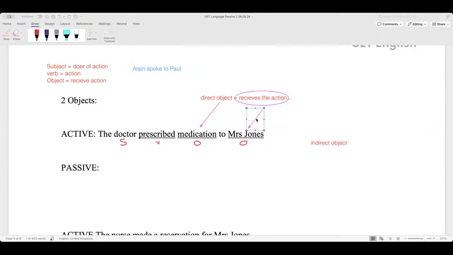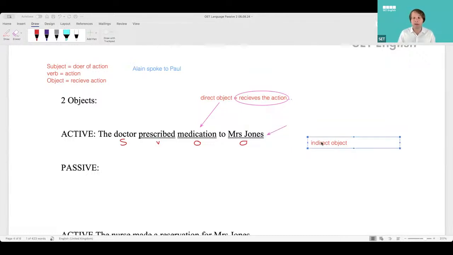Oh, say that again. Go on, I didn't understand. Go on, ask. That's why we're here. You said medication is the direct object. How is it? Because it's receiving the action of prescribed.